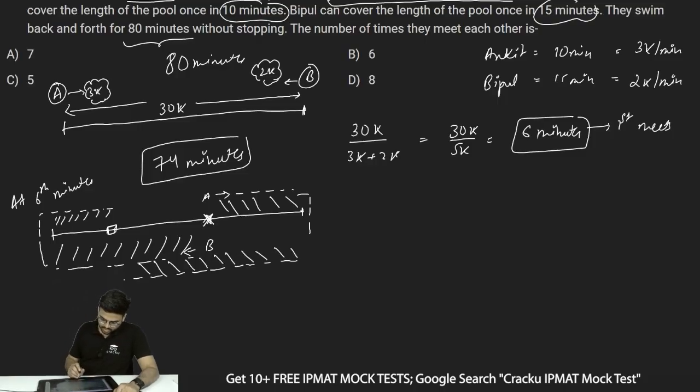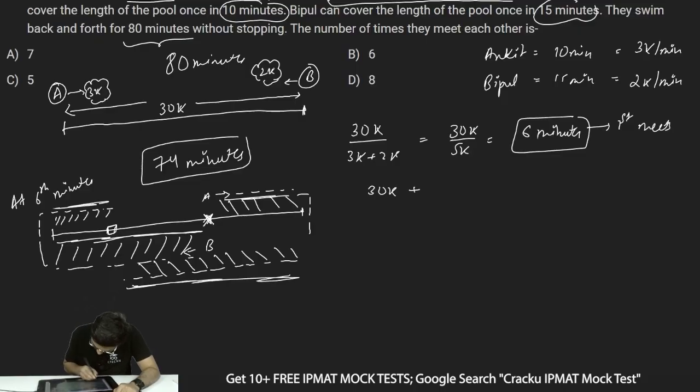So if I say, what is the total distance covered by them? This distance plus this distance, this is 30k, plus they are covering this distance plus this distance. So in total they are covering 60k meters.